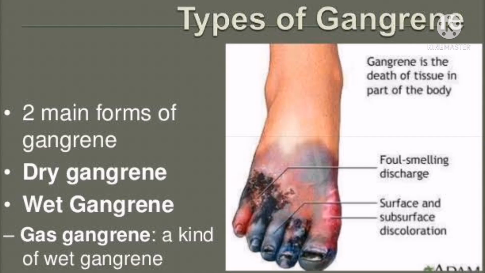Majorly, gangrene has two types. One, dry gangrene, and second one is moist gangrene. Then how do we differentiate between dry gangrene and wet gangrene? What are the characteristic features to differentiate between them?